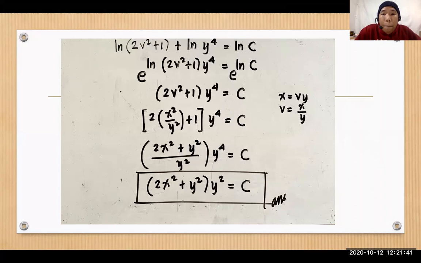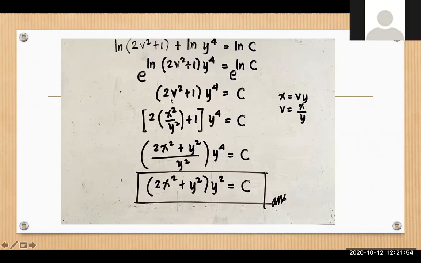Yes? For the 2v squared, what did you do? Did you return the formula of x squared divided by y squared? Which part? 2v squared? Yes, sir. Okay, so for v squared, I substituted what? This one, x over y.